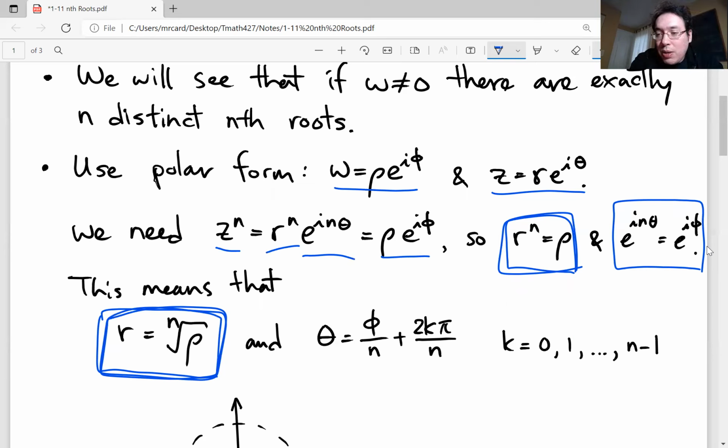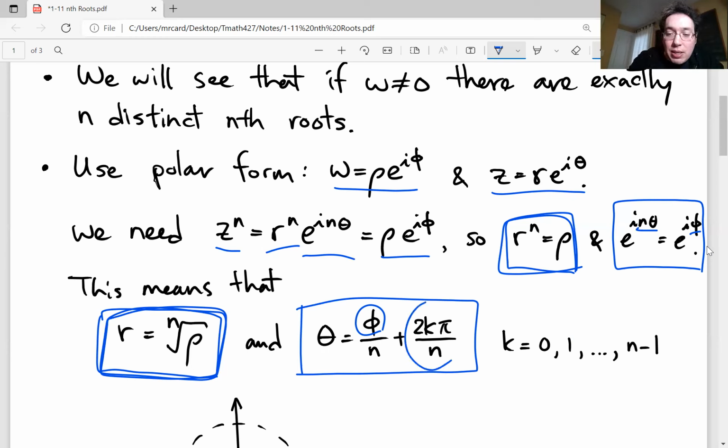So we know that n theta should match phi, or it could be off by 2 pi times some integer, because that registers as the same angle. And then if you divide both sides by n, this is what we get for the argument for the root. So we take the phi, the original angle for W, divide that by n, and then you add some multiple of 2 pi over n.